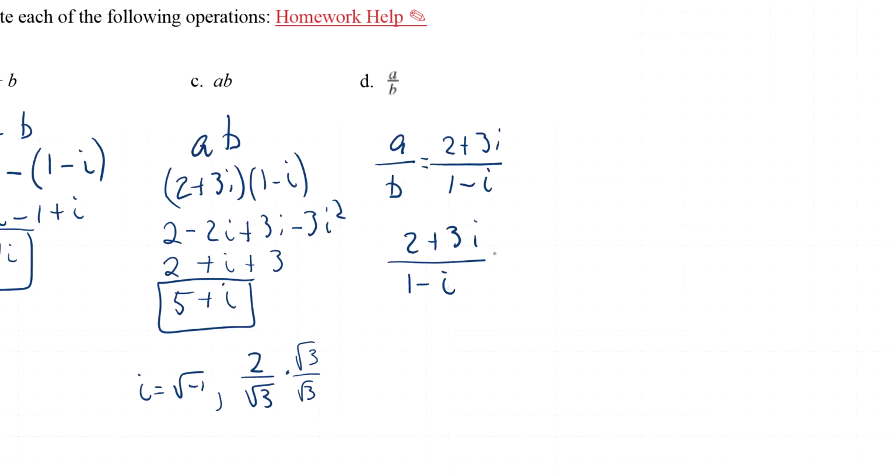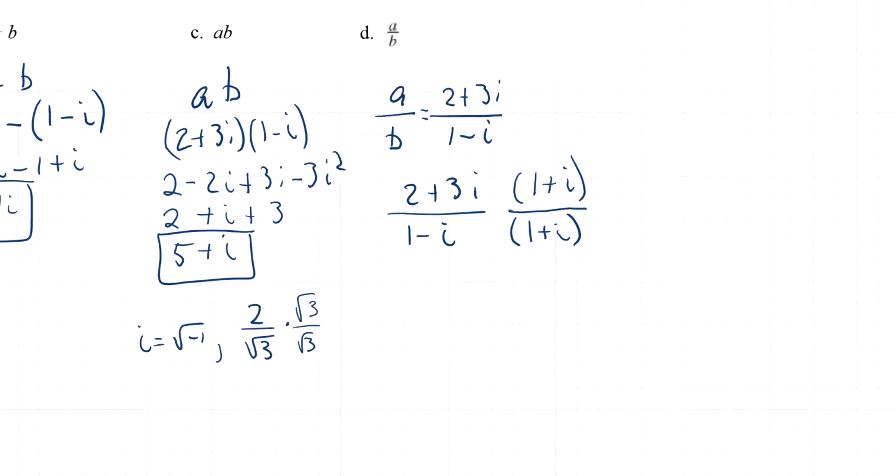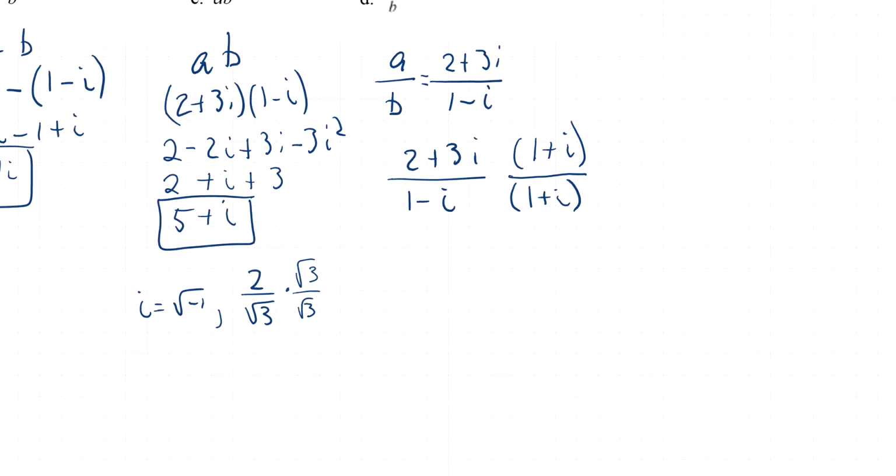So this 1 minus i, to get this to go away, notice that when we multiply conjugates, well, actually this one you can't really tell because they're not the same thing, but if I multiply this bottom by 1 plus i, the conjugate of this, it's going to clear the complex number, the i, in the denominator, and that's what we want to do. And remember, if I do it to the bottom, I've got to do it to the top. And so that's basically what we're doing, is trying to get i out of the denominator.